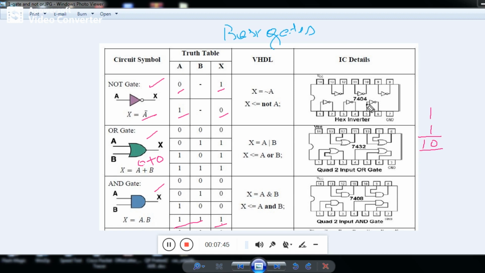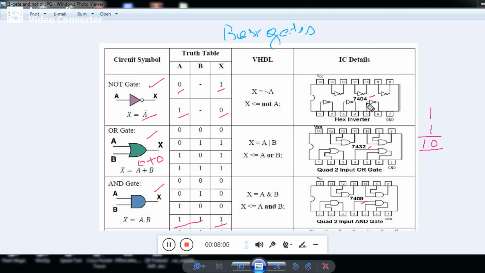And here you can see the pin diagram of a particular IC. For the NOT gate we use the IC 7404, for the OR gate 7432, and for the AND gate it is 7408.